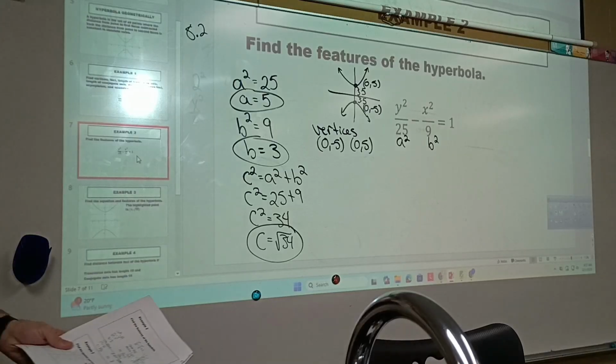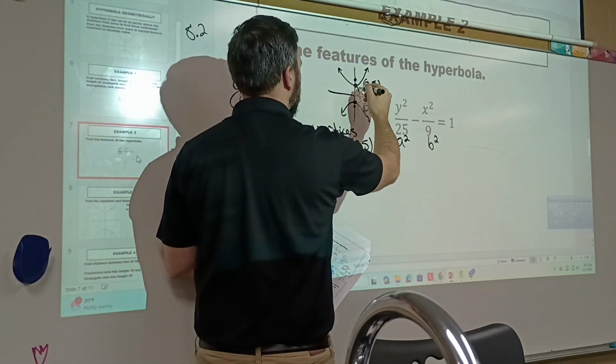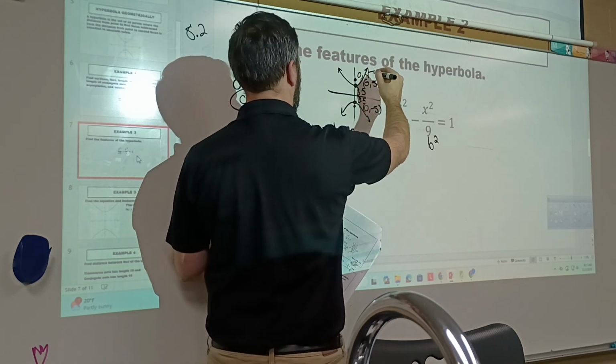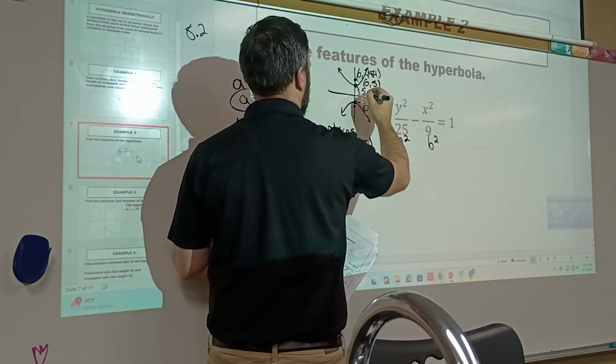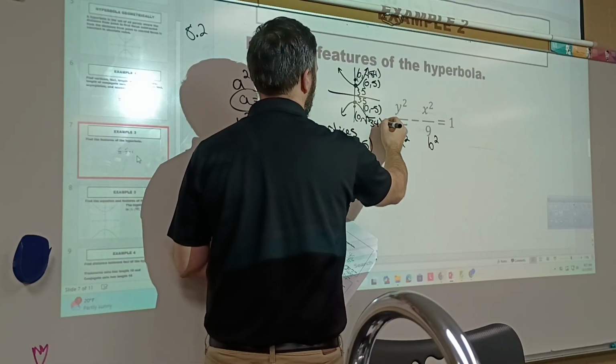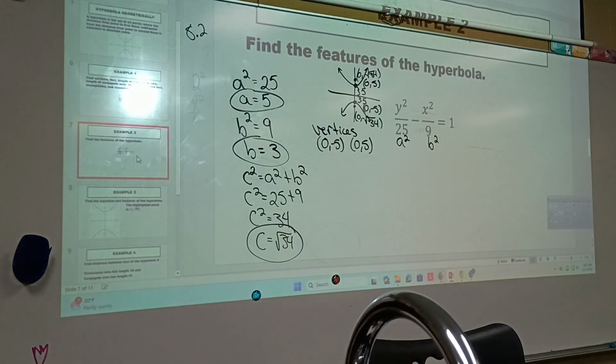All right, pretty soon I'm going to check my mic. Now your focus on these ones is actually inside those cups. It's going to be a little bit further away, and use that square root thing. So I'm going to use 0, square root of 34, and 0, negative square root of 34. Okay.